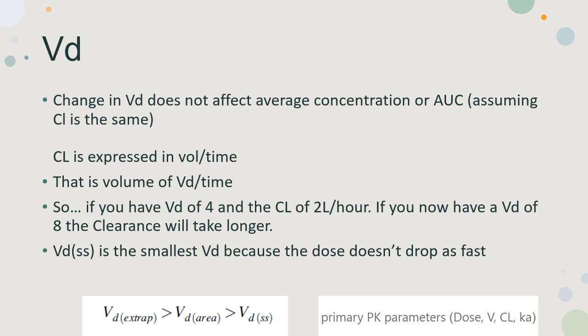Okay, then VDSS, the volume of distribution at steady state. That's going to be the smallest of all the VDs, based on how you calculate it, because when you're at steady state, there's not a lot of intercompartmental shifting, and so the medicine tends to stay in the blood, so your volume of distribution is going to seem smaller.